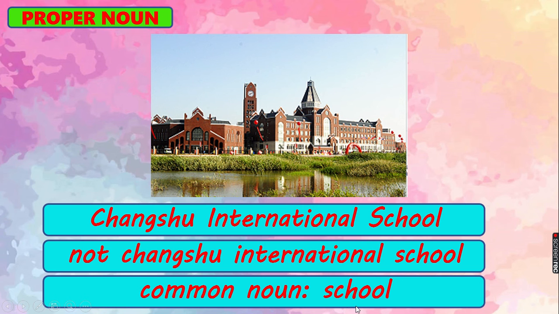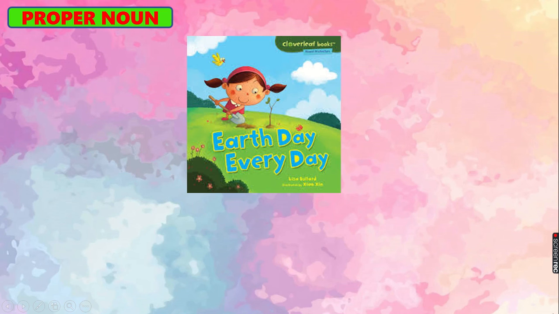CISK, right? You know CISK? Changshu International School Kindergarten. There's another one too, where Abura and Arjahi came from. Yeah, UWC, United World Colleges. So that is also an example of a proper noun for the common noun school.